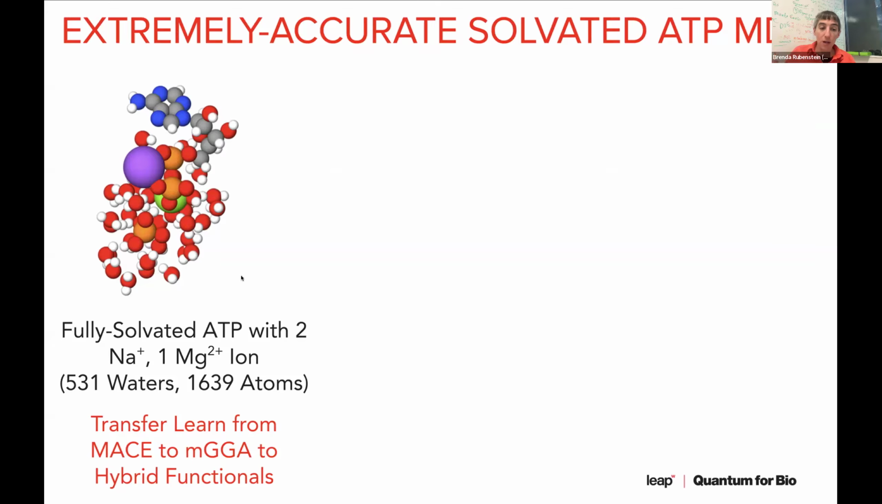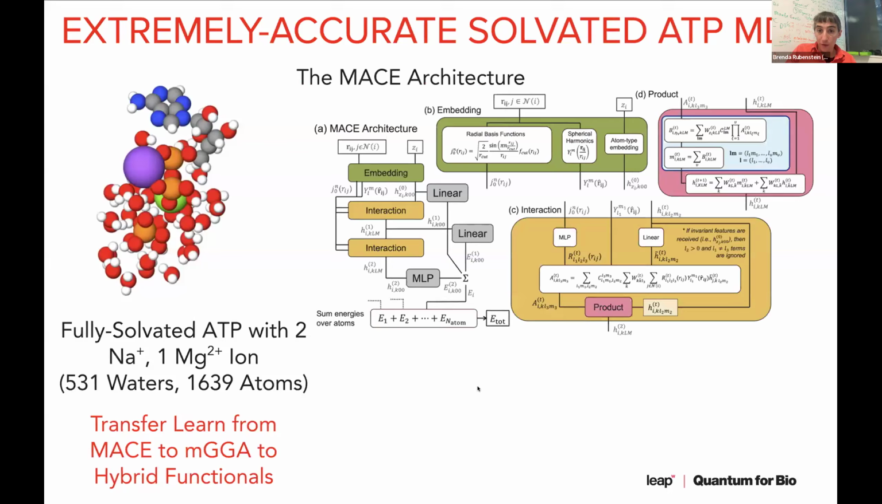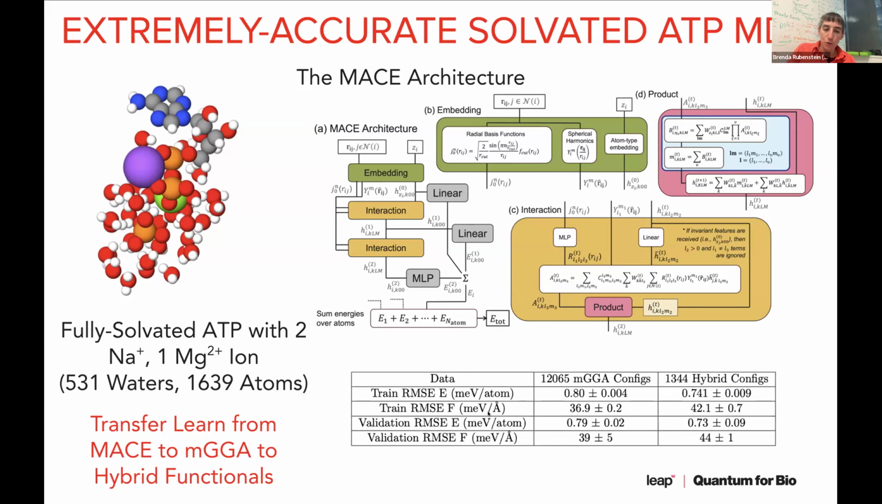So we train MACE to two levels of theory, actually. I showed you the MACE architecture briefly before, obviously a little bit complicated, but it predicts the energies and the forces. We trained this in two rounds. First, we trained it from its foundational model to what's called a meta-GGA functional, which is pretty accurate. Then we trained it even further to a hybrid functional, and most people would say hybrids are very accurate functionals. They're indeed very expensive functionals. And in doing so, we obtain a force field that's very, very accurate.